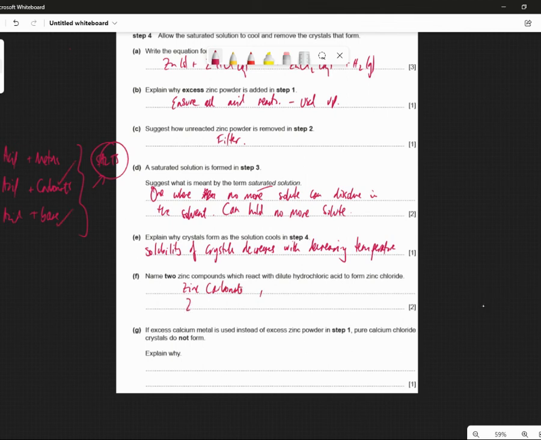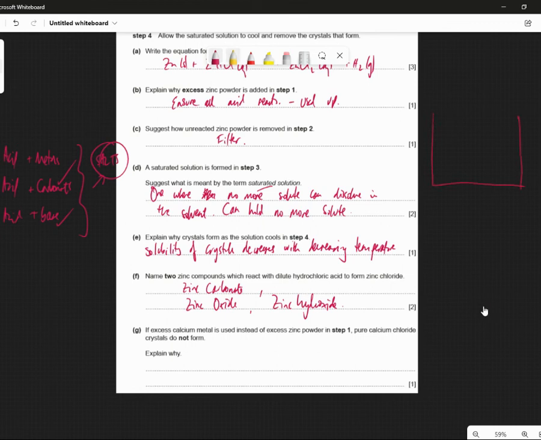Now we need a base. Well, zinc oxide is a zinc compound. We could also use another base, zinc hydroxide. If excess calcium metal is used instead of excess zinc in step 1, the pure calcium chloride does not form. Explain why. This is quite a hard question, actually.